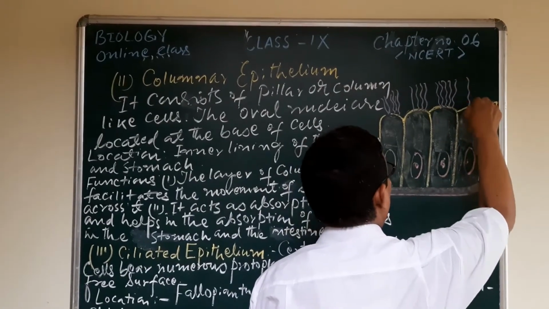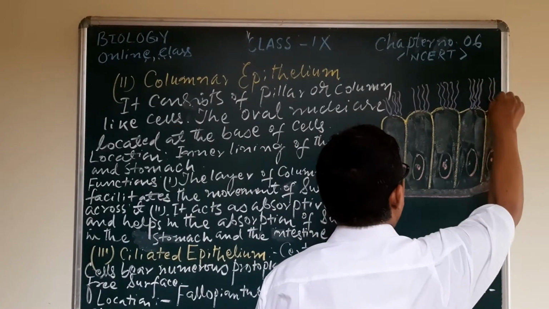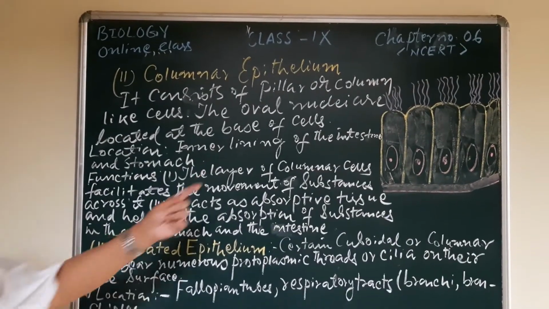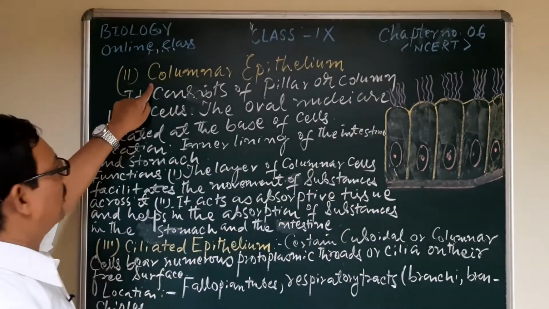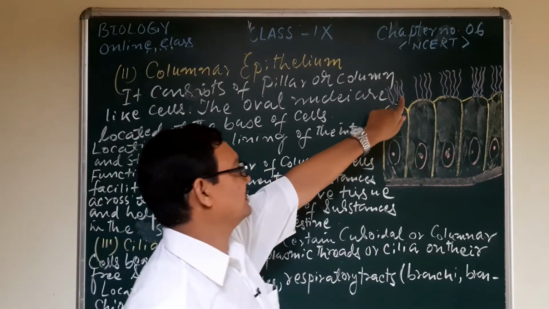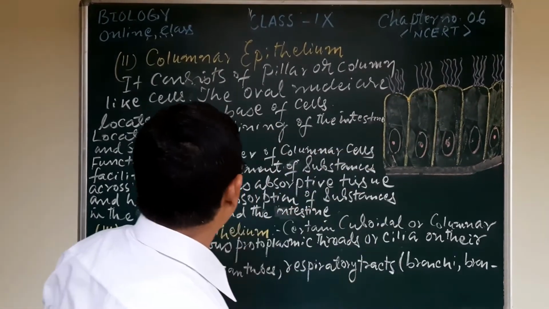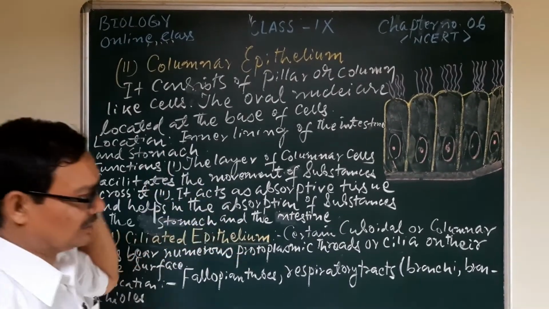इसी को आप कॉल करते हैं सिलिएटेड, फ्री एंड ऑफ द सेल. तो ये दोनों का डायग्राम हो गया. अगर इसे आप हटा दें तो दिस डायग्राम इज एप्लीकेबल फॉर द कॉलमनर, एंड इफ यू विल ऐड दिस सीलिया इन दिस फ्री सर्फेसेस ऑफ द सेल, देन दिस डायग्राम इज फॉर द सिलिएटेड एपिथेलियम.